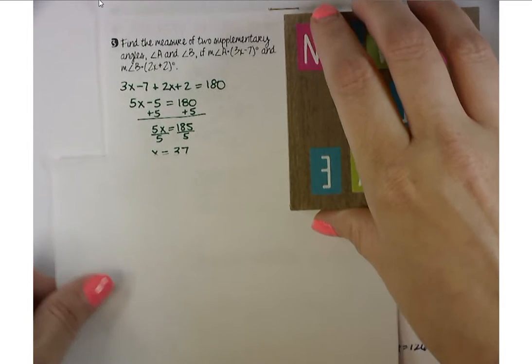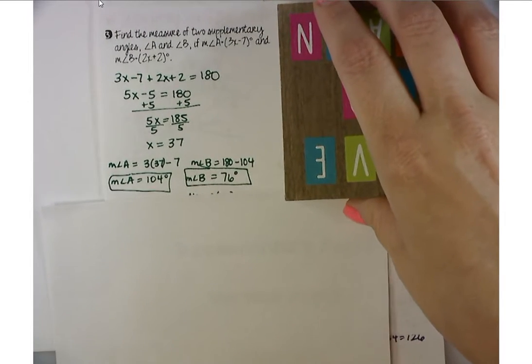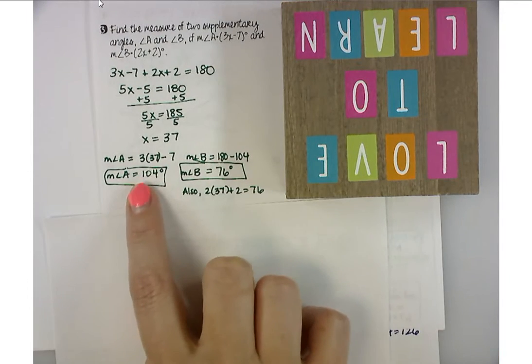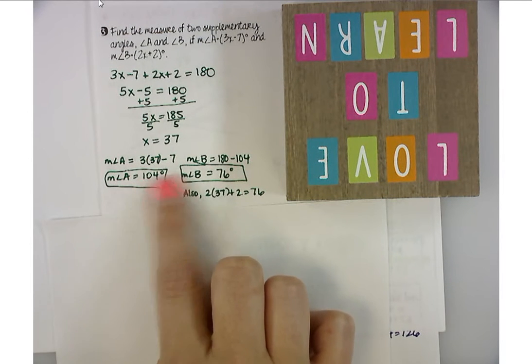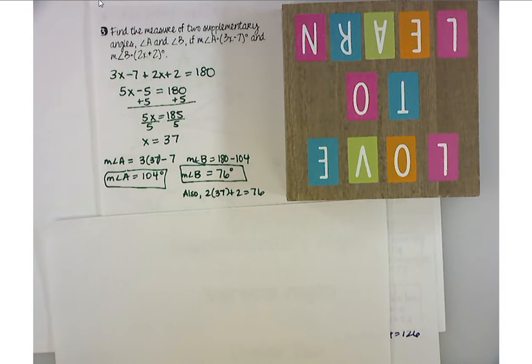Now it says to find the measure of the angles, so I'm going to use substitution to find the first angle, 104. So I found the measure of A first, which means I can just subtract from 180 to find B. And if I want to double check, I can use substitution. Okay, and then number 4 is going to be a homework problem.